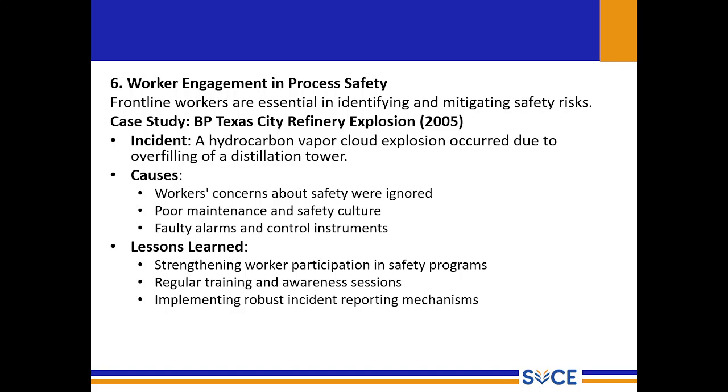Implementing a robust incident reporting mechanism, encouraging near miss reporting, helps prevent future accidents. Anonymous reporting systems can help workers voice safety concerns without fear, right? So what is the conclusion we can make from the BP Texas City Refinery explosion? The BP Texas City disaster showed how ignoring worker concerns and poor maintenance can lead to catastrophic explosions, right?